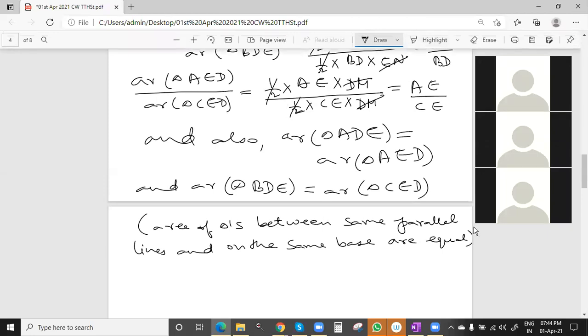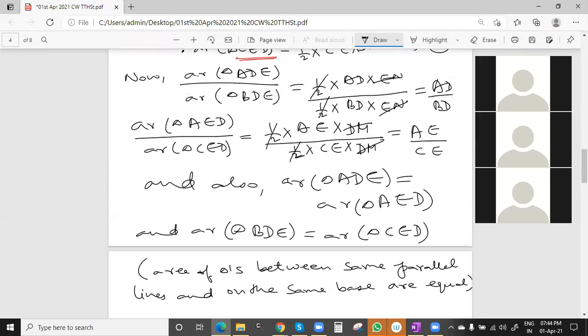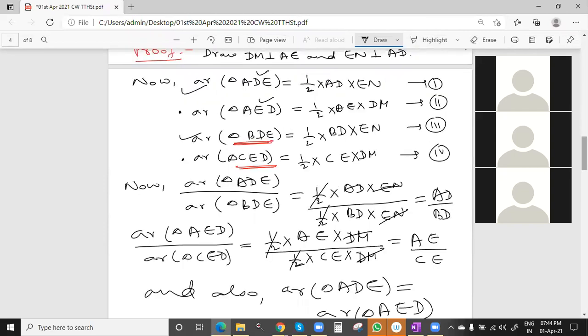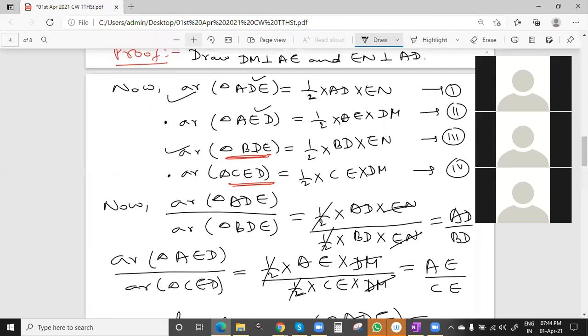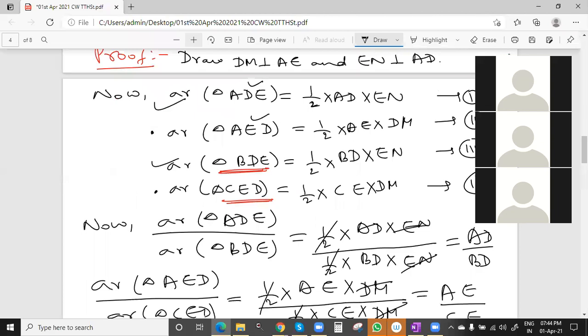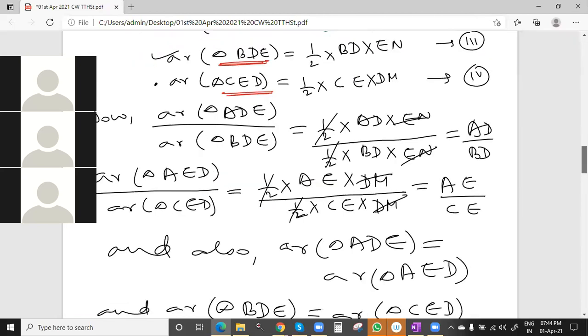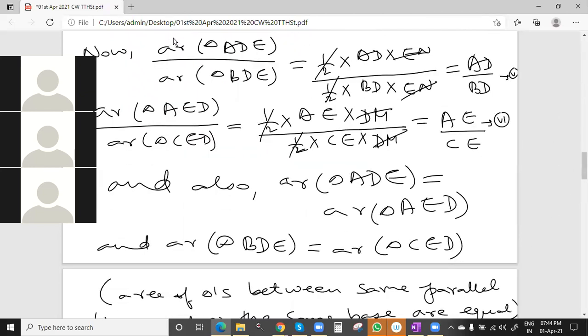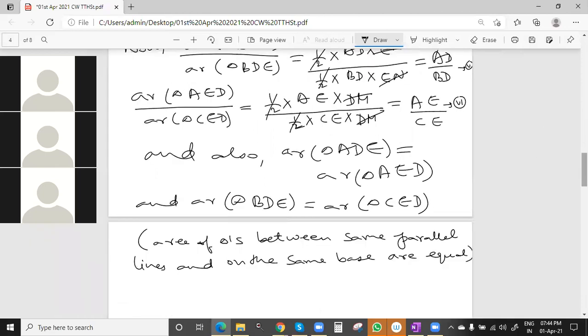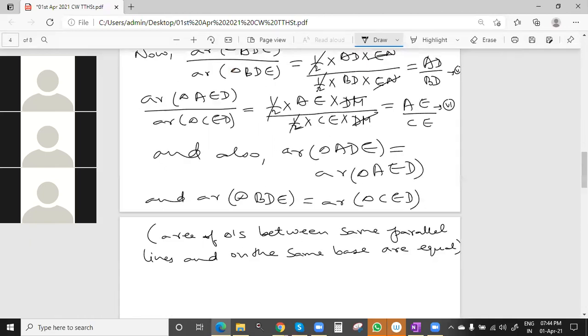So basically, if we divide these equations, this was 1, 2, 3, 4. We can take this equation as the fifth one and this as the sixth one. So dividing the fifth and sixth, we get the answer.